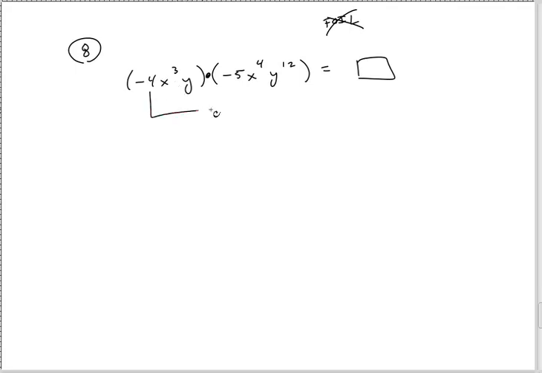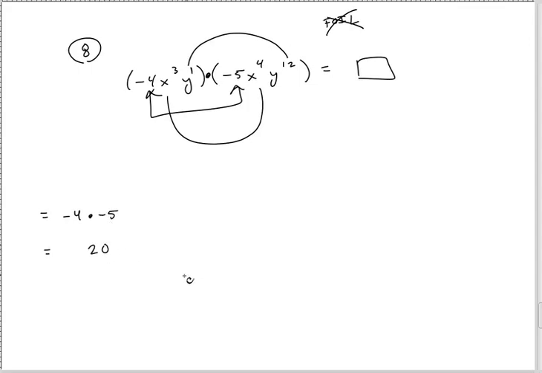I'm going to combine like terms, kinda. I'm going to get my numbers together. I'm going to get my x's together. I'm going to get my y's together, and that's technically a y to the 1. And so let's just look at the numbers. Notice that what we have is a -4 and a -5, and we're multiplying them together. Well, what do you get there? 2 negatives make a positive 20.